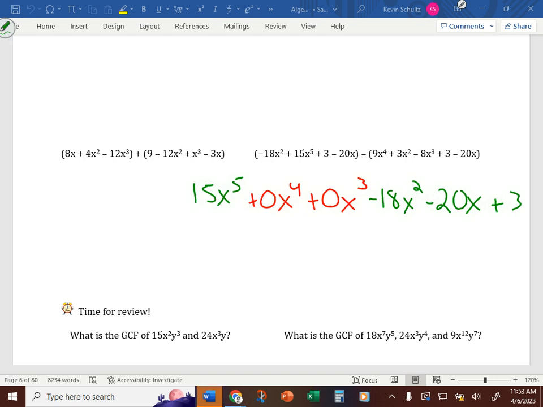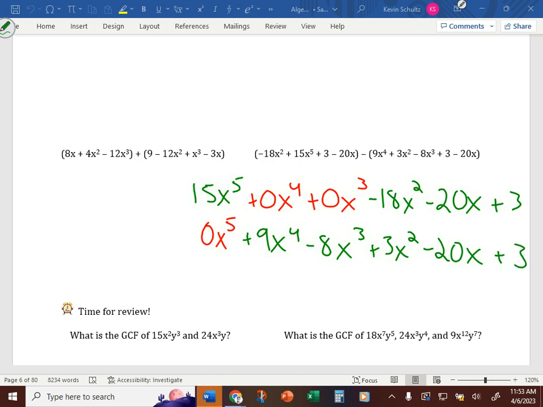Okay. Second expression, there's no x to the 5th term, so I'm going to start this out by putting 0x to the 5th there. I do have an x to the 4th term, so that's going to go beneath my x to the 4th term for the top one. I do have an x cubed term, so minus 8x cubed. I do have an x squared term, plus 3x squared. I do have an x term, and I do have a constant. All right, and we are subtracting these.